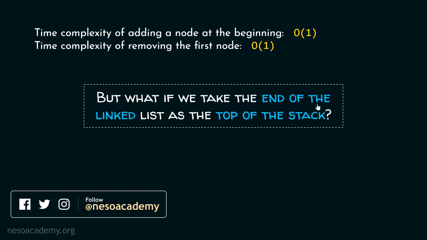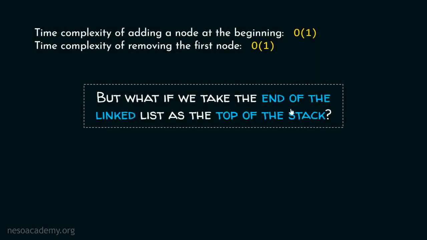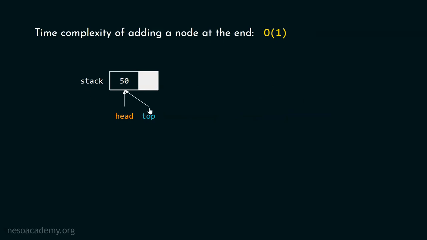But what if we take the end of the linked list as the top of the stack? What happens if we take the end of the linked list, that is the last node of the linked list, as the top of the stack? Will the operation of adding a node at the end and removing the last node take order of 1 time? Let's see this. Let us suppose this is the initial state of the stack, and currently we have this element inside the stack. The head pointer is pointing to this node, and top pointer is also pointing to this node. Okay. Now we want to add a new node at the end, and we'll make this pointer point to that node, right?